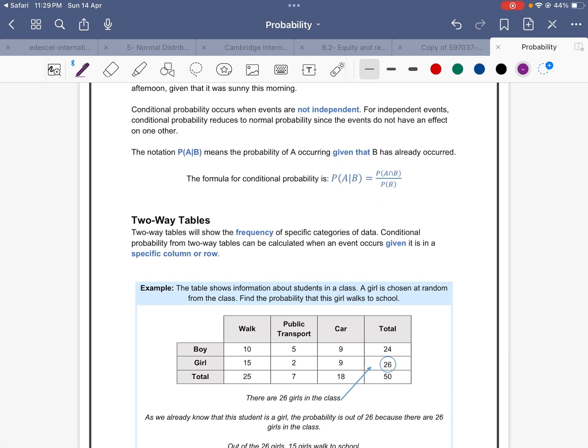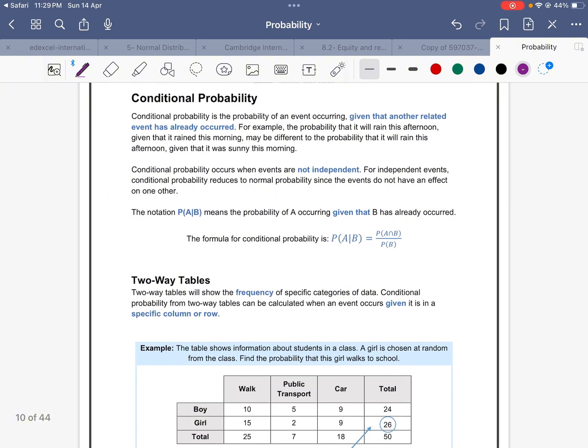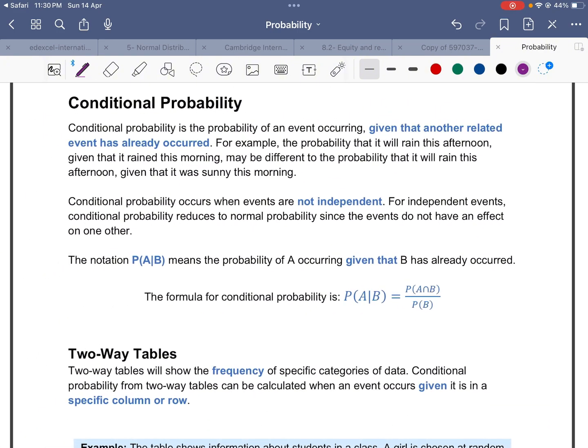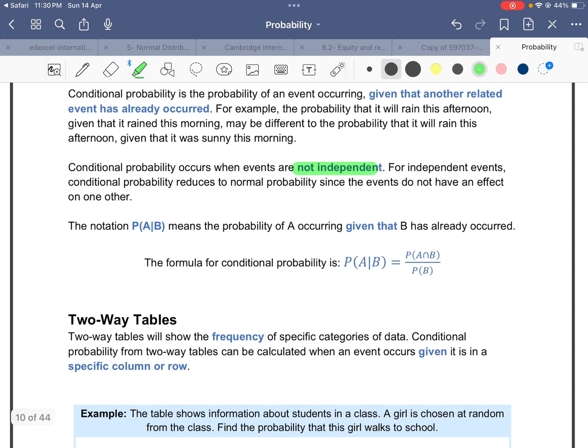Then we have conditional probability. What is conditional probability and how do you write it? You write it like this. Given that another related event has already occurred. For example, probability that it will rain this afternoon given that it rained this morning may be different to the probability that it will rain this afternoon given that it was sunny in the morning. Okay, conditional probability basically occurs when the events are not independent, rather they depend on each other.